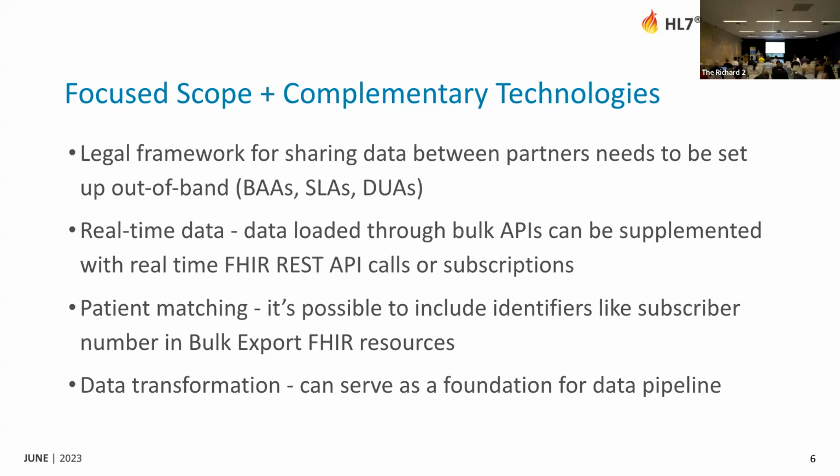And similarly with data transformations, the bulk data API is going to export data in whatever format the source system is putting it out. So if they have a particular code system for labs, those are the codes that'll be associated in the FHIR resources. You may need to transform those codes, for example, to something used in a different country or a different system. And so I often think of bulk data as the first step in a data pipeline, where you might do some of those transformations as the next step in your data pipeline.